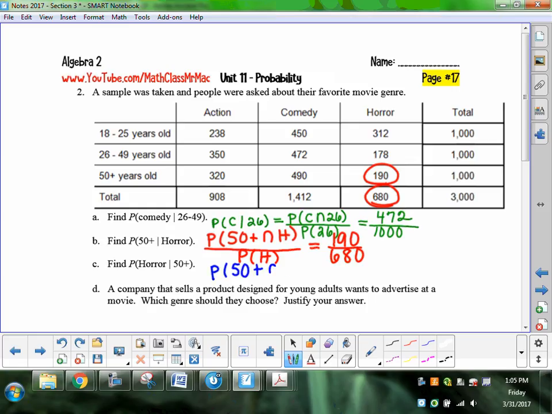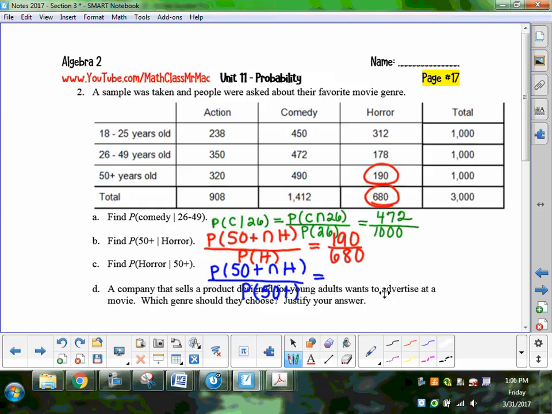And over what? The number that we have that are 50 plus. So, looking at this, what's your numerator, Jaron, going to be? No? What's your numerator going to be? 190 over. What's your denominator going to be? What number, Cassie? Over 1,000.